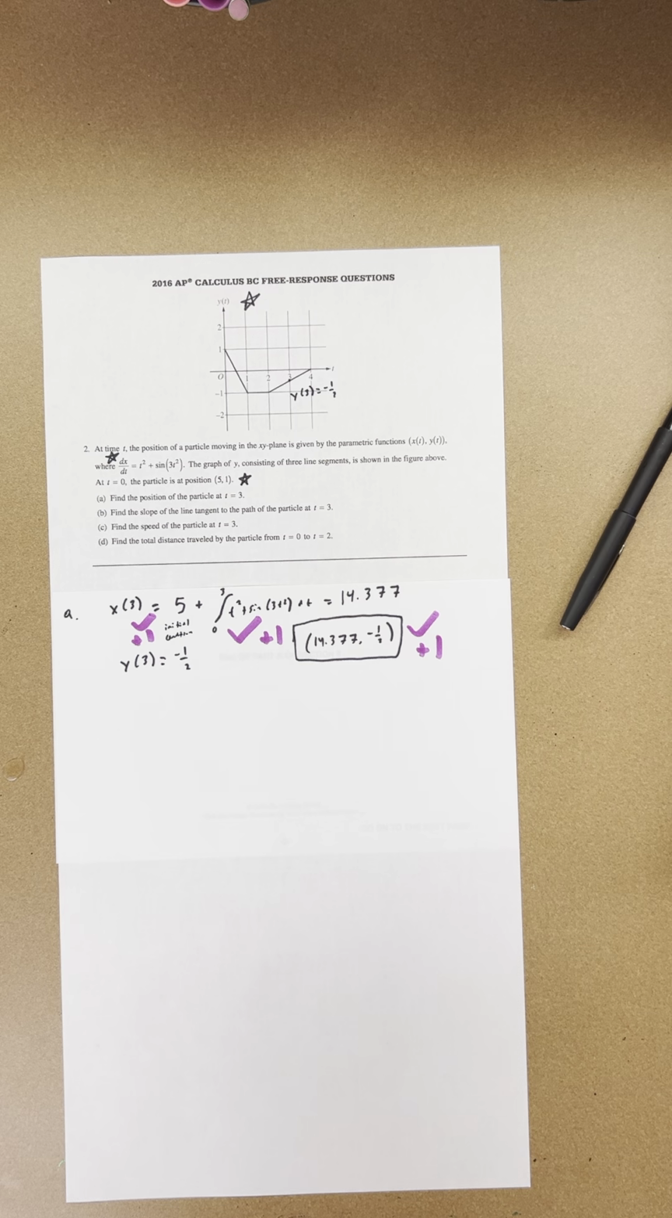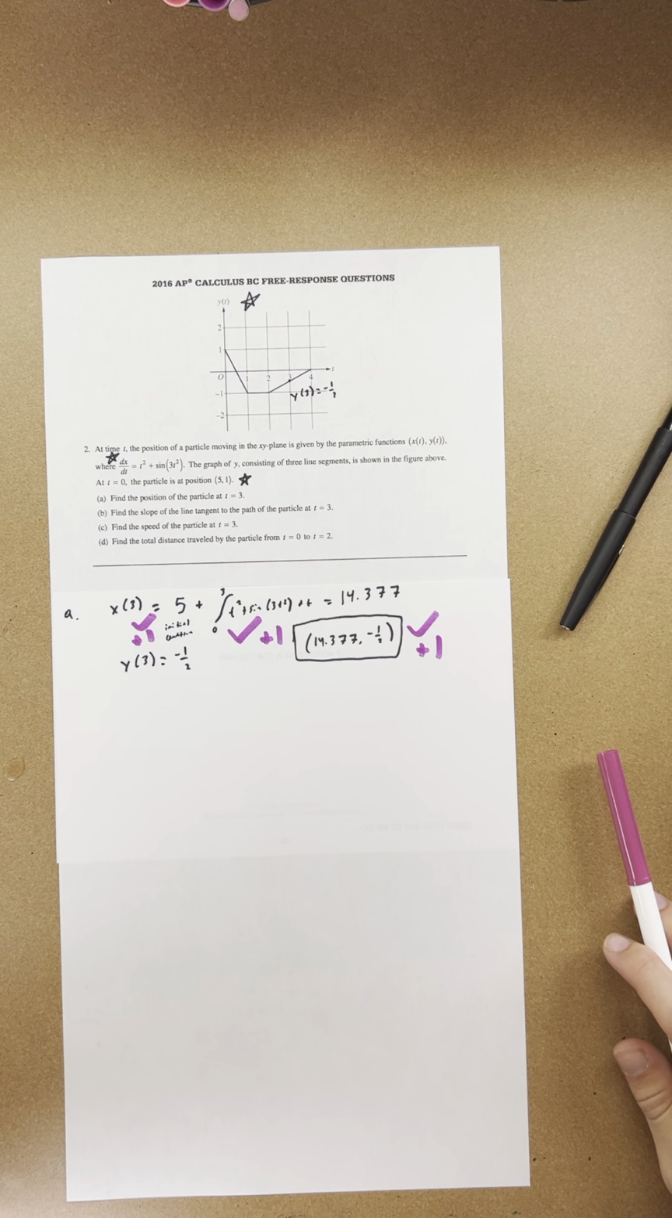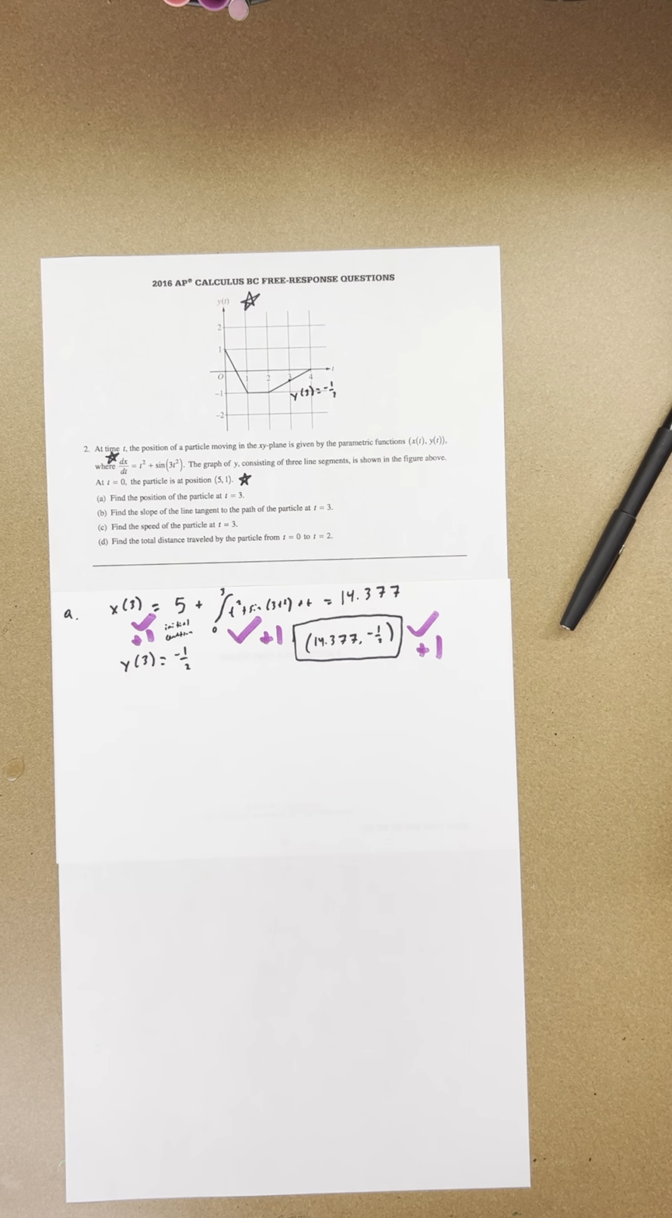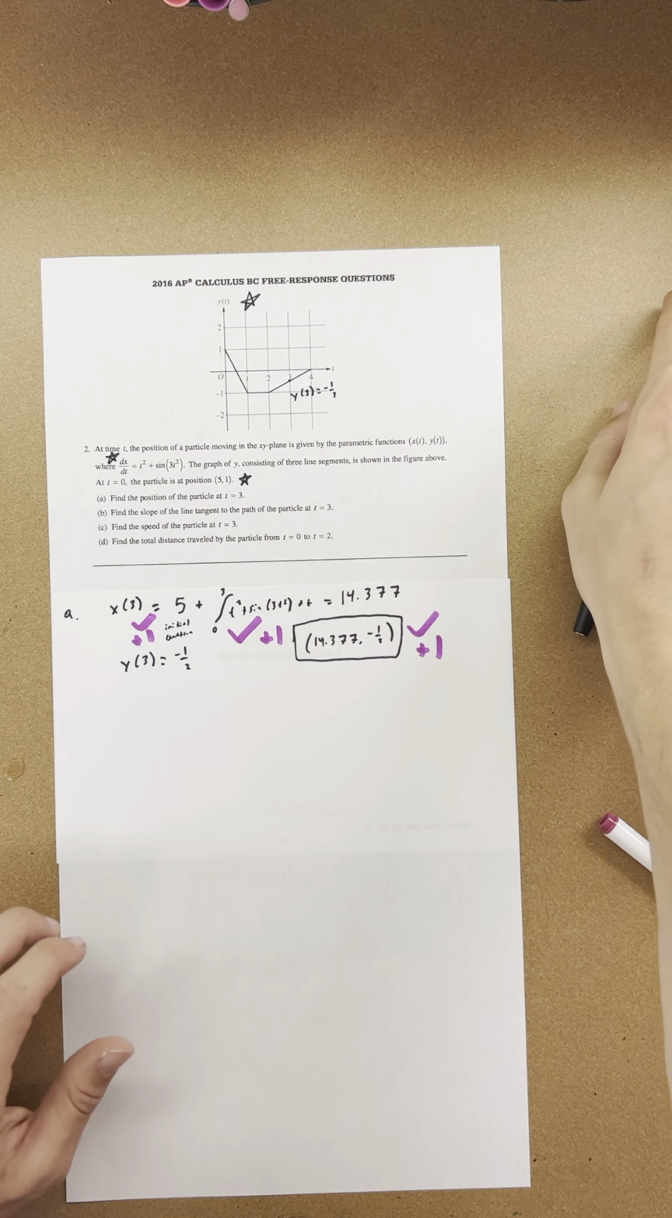Some common mistakes. Make sure that you do not forget the initial condition. If you forget it, you're going to get a 1 out of 3. You have to use it. If you just do the integral, you're not going to get 2 of those points, and you're not going to get the right answer. So please don't forget the initial condition. Also, know what you're looking for. We're looking for the position. So we're not using dx/dt, we're not using dy/dt, we're using x of t and y of t. And if we do that, we should get the right answer.